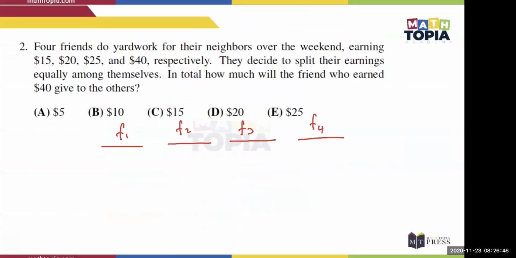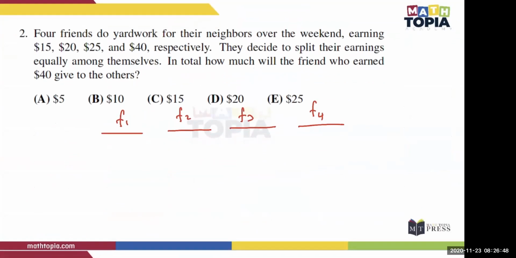Let's take a look at problem 2. 4 friends do yard work for their neighbors over the weekend, earning $15, $20, $25, and $40 respectively. They decide to split their earnings equally among themselves. How much will the friend who earned $40 give to the others?